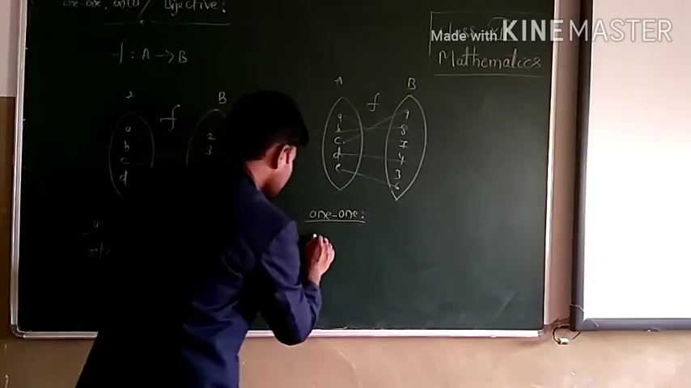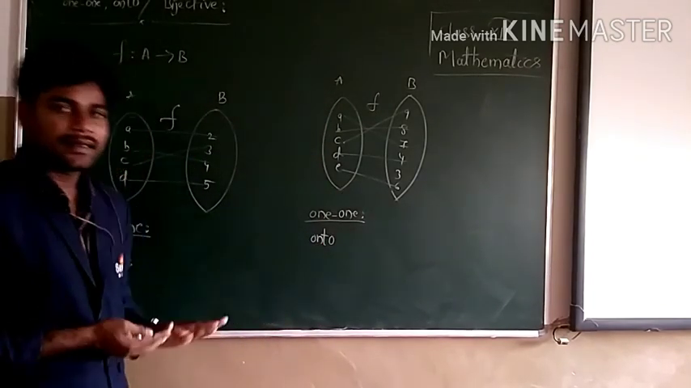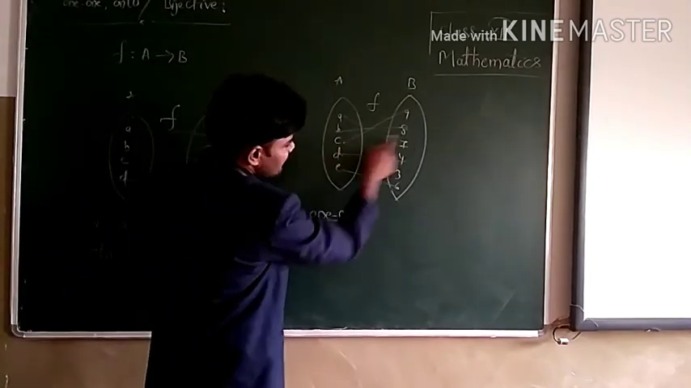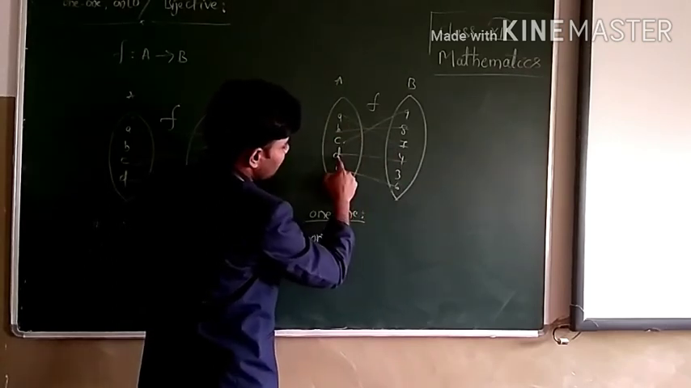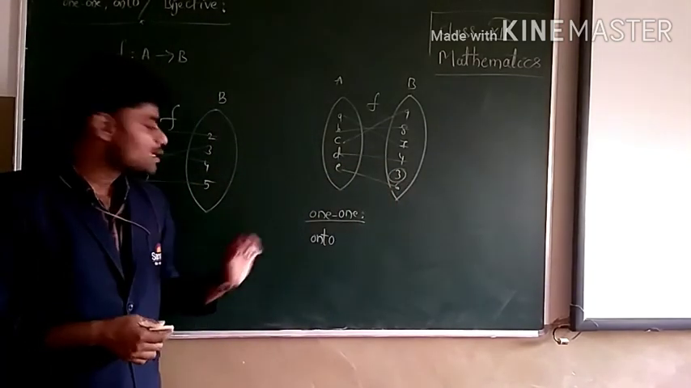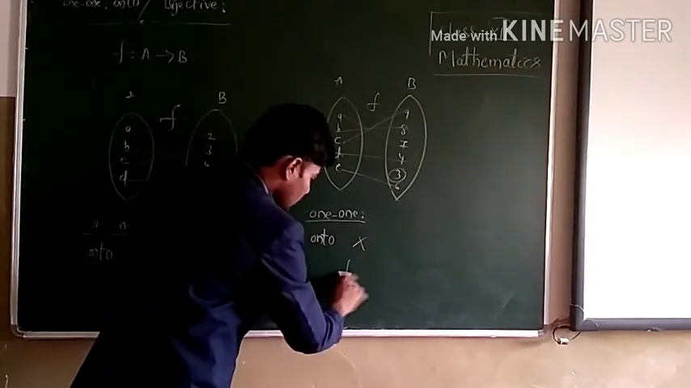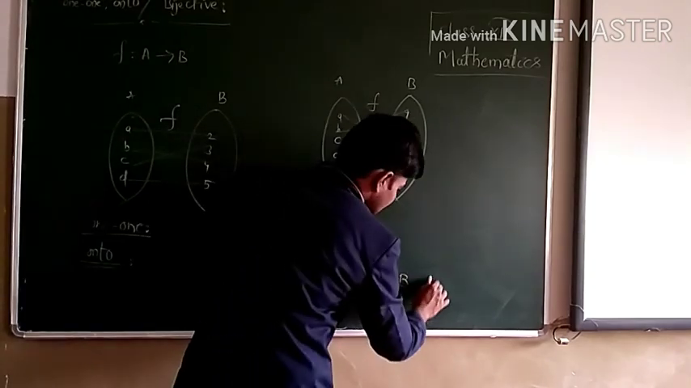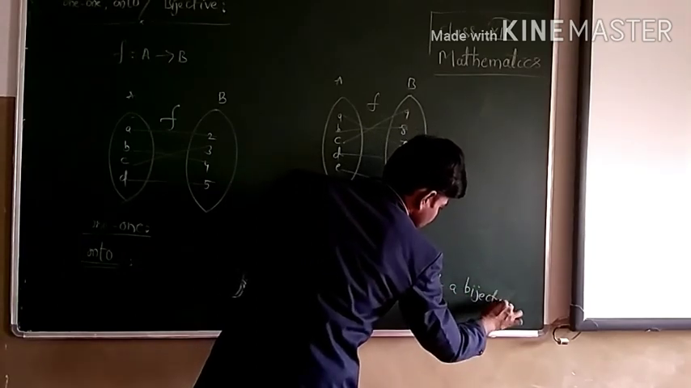Next, the onto condition. Onto function: every element of B has a pre-image in A. So here 9 has a pre-image, 8 has a pre-image, 7 has a pre-image, and 4 has a pre-image, but 3 does not have a pre-image in set A. So that's why it does not satisfy the onto condition. So finally we conclude that f: A to B is not a bijective function.